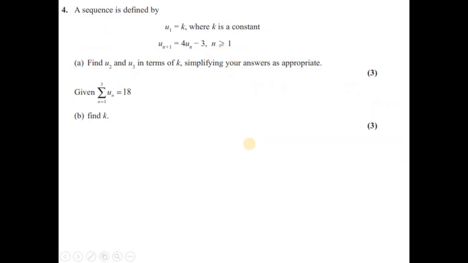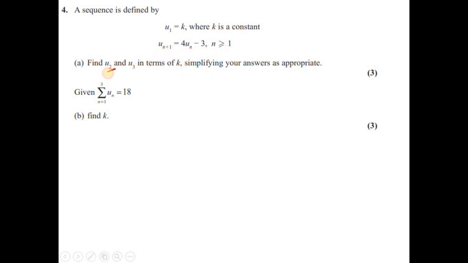Question number 4. A sequence is defined by u1 equal to k, where k is a constant. Un plus 1 is equal to 4un minus 3, n is equal to 1 or more. Find u2 and u3 in terms of k, simplifying your answer as appropriate. So this is the question, that you need to find u2 and u3 in terms of k. Clearly this is the equation.